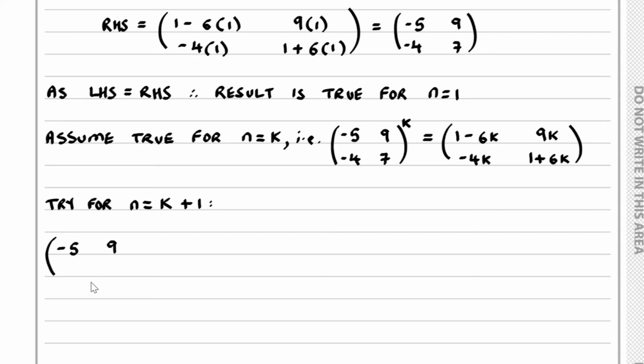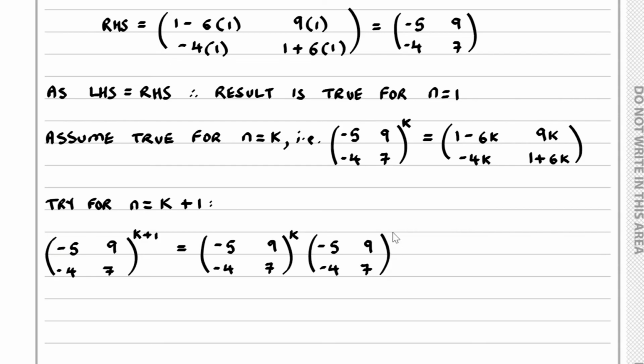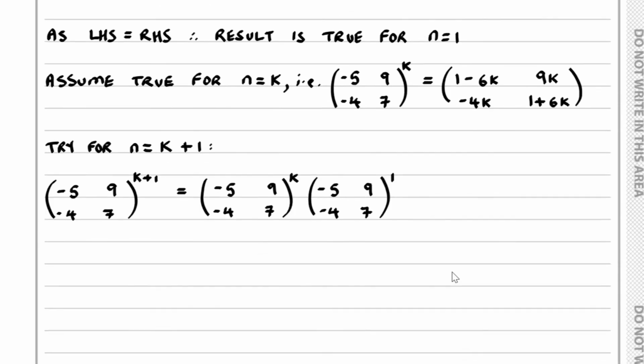we've got minus 5, 9, minus 4, 7 to the power of k plus 1, and that's equal to minus 5, 9, minus 4, 7 to the power of k times by minus 5, 9, minus 4, 7 to the power of 1. It's just using the laws of indices. And now if we use our assumption step, we've got this result, which is what we found here.